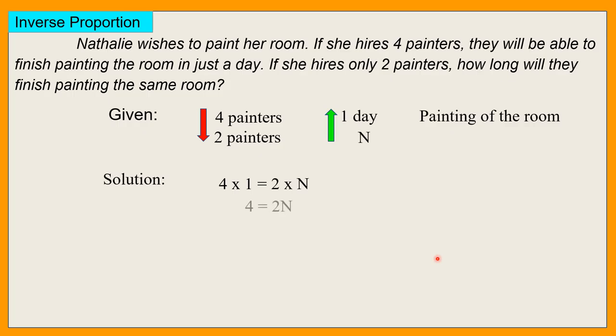4 times 1 is equal to 2 times n. Okay? Tandaan, multiply na natin ha. Diretso kasi inverse to eh. So, 4 times 1 is equal to 2 times n. And then 4 is equal to 2n. Divided by 2, divided by 2. So, cancel natin yung 2. 2 therefore is equal to n, or ibig sabihin, kapag 2 painters, matatapos nila ng 2 araw. So, bumaba yung number of painters, dadami yung number of days. So, 2 painters, 2 days. Right?